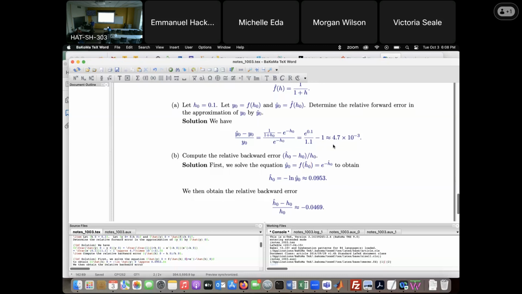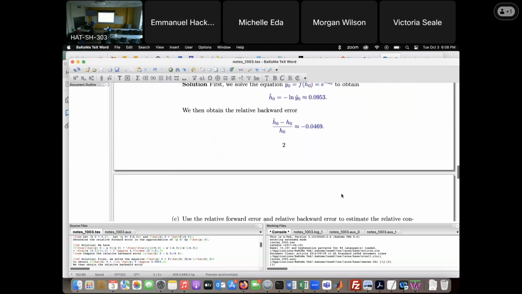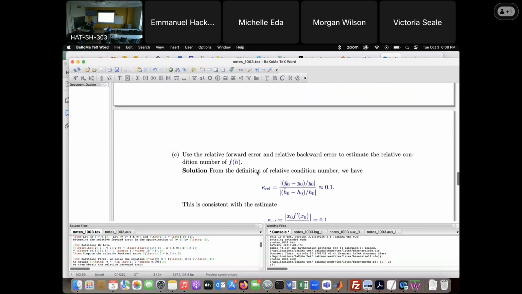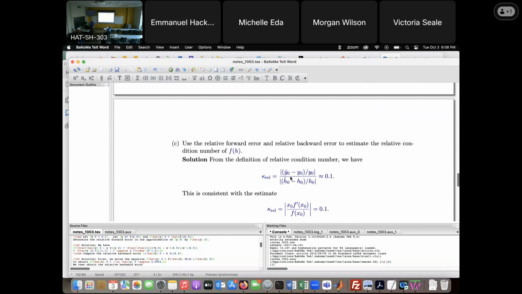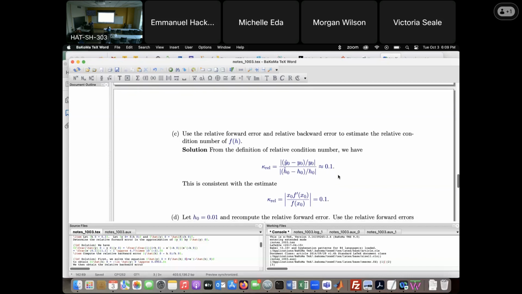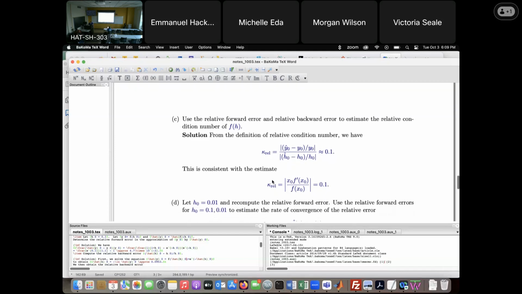Okay, now we have both relative forward error and relative backward error. The next part is to use those two answers to get the estimated relative condition number. It's just an estimate. All you're doing is dividing relative forward error by relative backward error, and we see that turns out to be 0.1. So it happens to be roughly equal to the original h value, which is 0.1. So the relative condition number is the relative forward error divided by relative backward error.